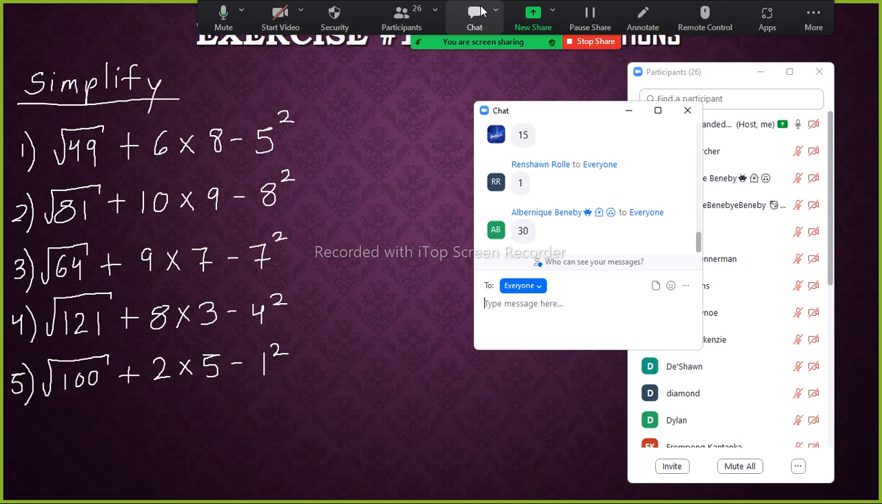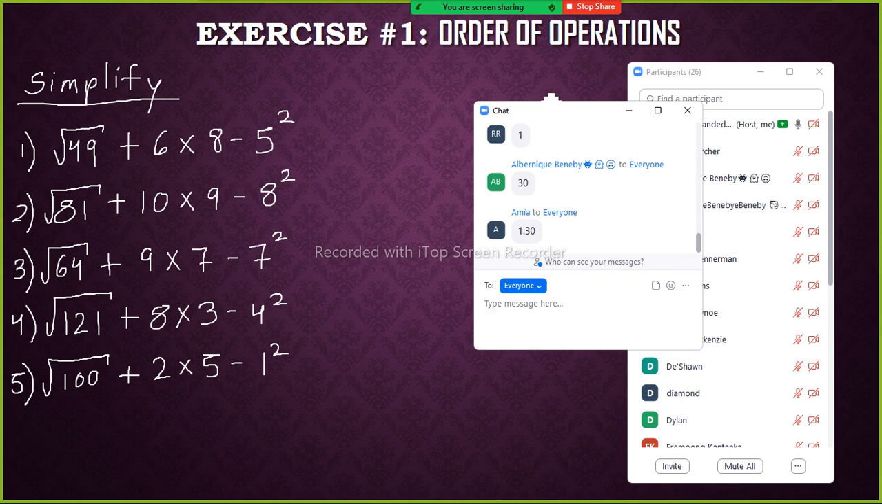All right, so let me begin the timer. You have 3 minutes to complete the following questions, and the timer has begun. Once you are done answering the questions, just put the number and the answer in the chat.